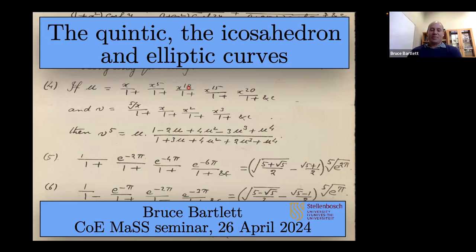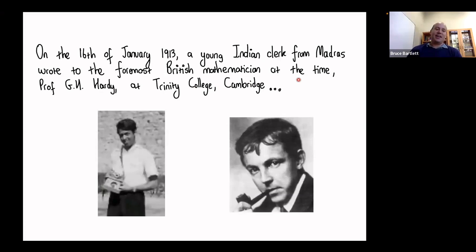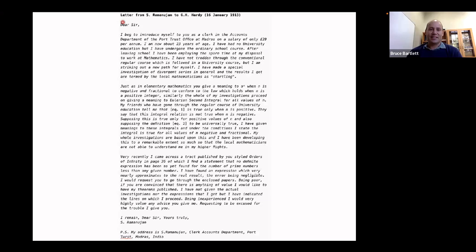So, on the 16th of January 1913, a young Indian clerk from Madras wrote to the foremost British mathematician at the time, G.H. Hardy, at Trinity College, Cambridge. Here's his letter. Dear Sir, I beg to introduce myself to you as a clerk in the accounts department of the Port Trust office at Madras on a salary of only £20 per annum. I'm now about 23 years of age.